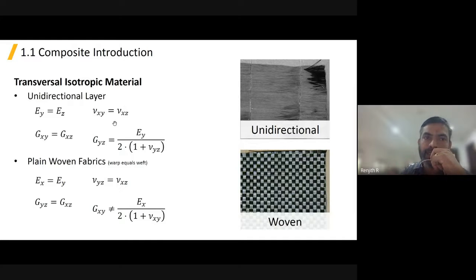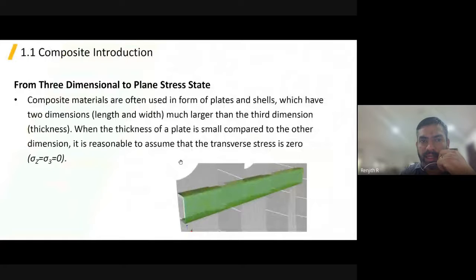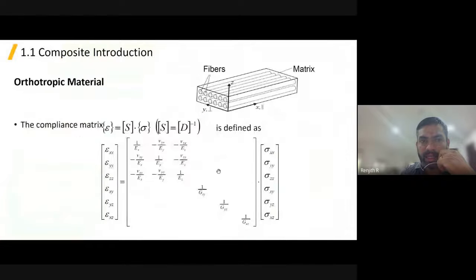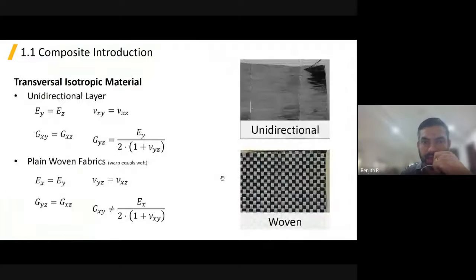That is a concept for a transversely isotropic material. Our stiffness matrix actually reduces to 5 by 5. That's the beauty of the transversely isotropic concept. And in most of our analyses, ANSYS also considers this transversely isotropic material.